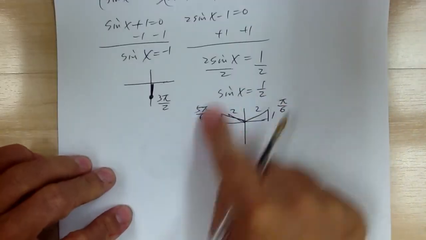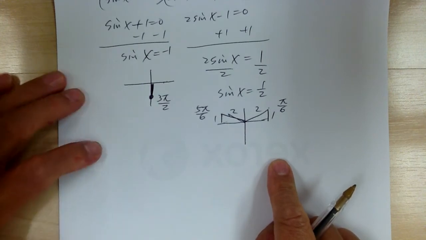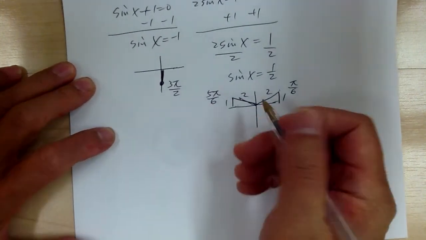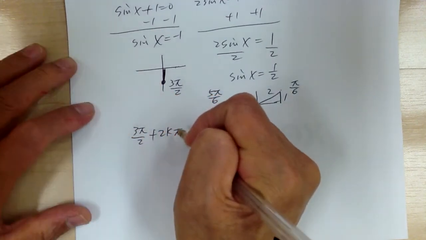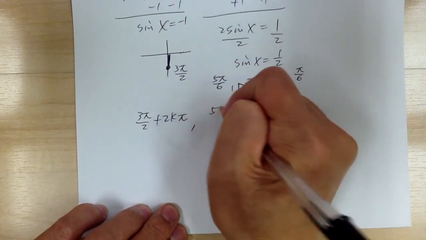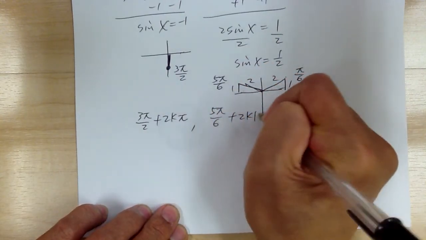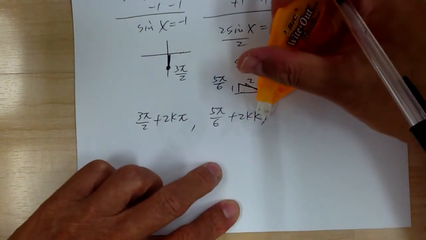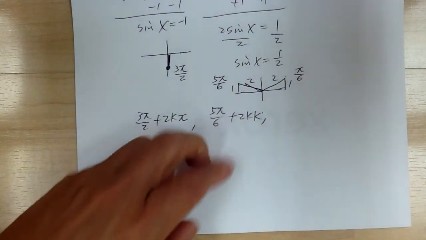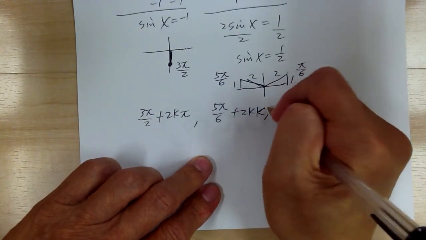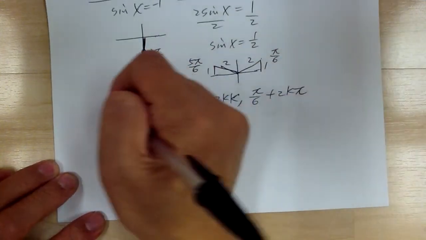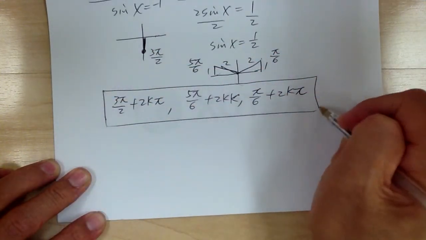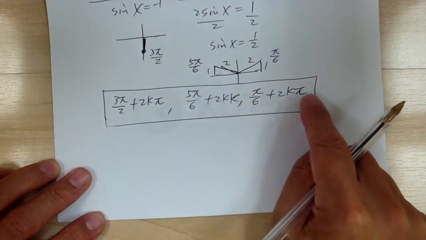Okay, so you got 3 answers. But this one is all real x. That means you keep going around the circle as many times as you want. So all the answers together: for this one, you're going to get 3 pi over 2 plus 2k pi. This one, you're going to get 5 pi over 6 plus 2k pi. This one, you're going to get pi over 6 plus 2k pi. So you get the 3 answers right over here. You just go and solve and add 2k pi at the end.